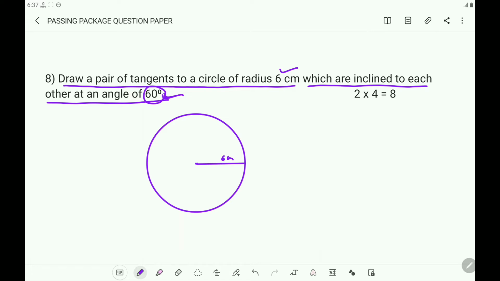And here you must construct 180 degree minus 60 degree, which is equals to 120 degree angle at the center, and you know the method of constructing the angle. At a point O, construct 120 degree angle. So how will you construct? You know the method here. This one you will get 60 degree. Again this is 120 degree. In this way you will get 120 degree angle at the center. You know the method of construction, that is 120 degree.